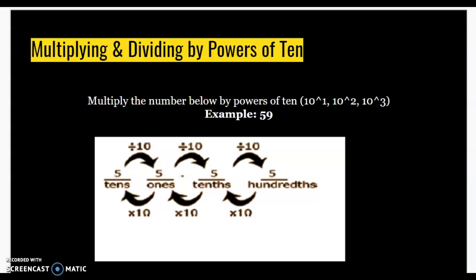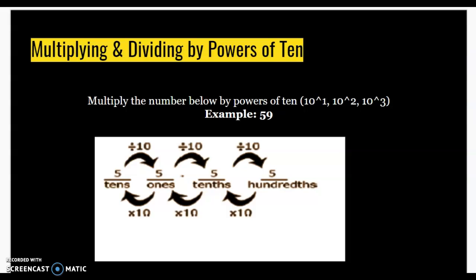Multiplying and dividing by powers of 10. Multiply the number below by the power of 10: 10 raised to the first power, 10 raised to the second power, and 10 raised to the third power. Here's your example. Your number is 59.